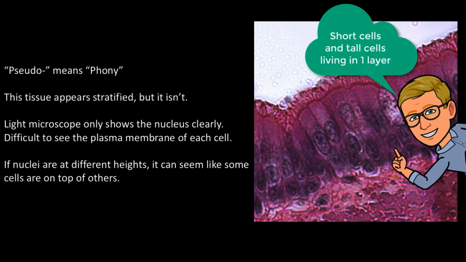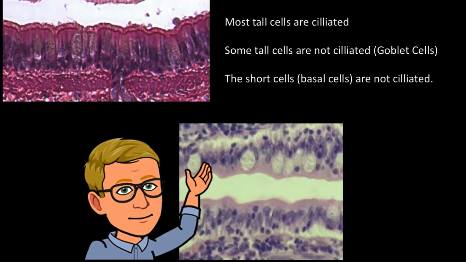This can give your eye the false impression that you're looking at layers of cells stacked on top of each other, but they're actually side by side, tall cells and short cells intermingled. Most of the tall cells in this pseudostratified epithelium are ciliated, so if it's a ciliated version, that's where you'll see them, at the lumen of the tall cells.